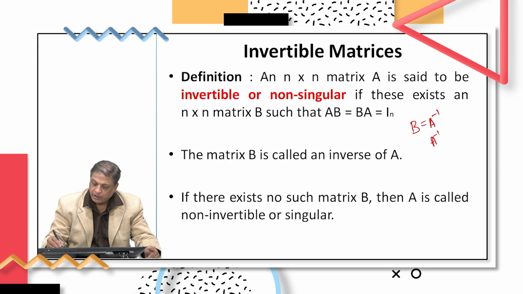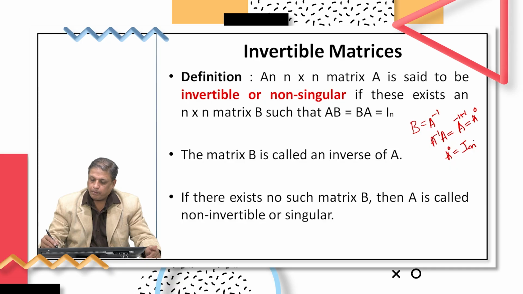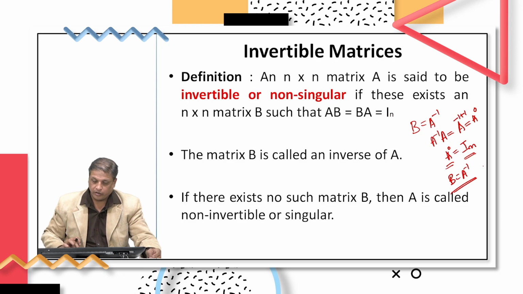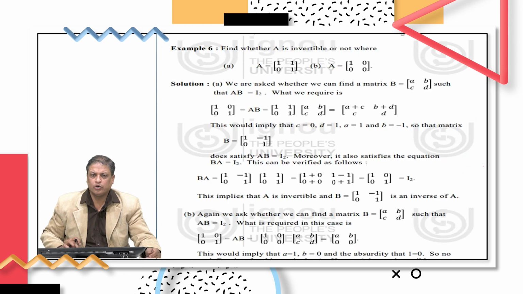So A inverse into A, by applying the rule of exponents, the powers will be added, and this will be A to the power 0, and A to the power 0 is nothing but an identity matrix. Therefore, A inverse is the inverse of matrix A. Now, there might be a situation when there are non-invertible matrices, and non-invertible matrices are also called singular matrices.